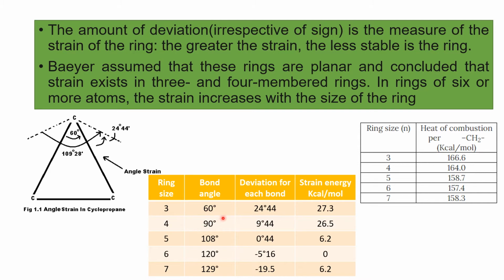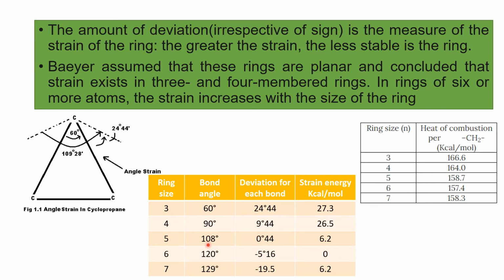Cyclobutane is a square, so the bond angle is 90 degrees. So the total deviation is 19, half of that, so the deviation for each bond is 9 degrees. Cyclopentane has a deviation of only 1 degree. So the deviation for each bond is even half of that.